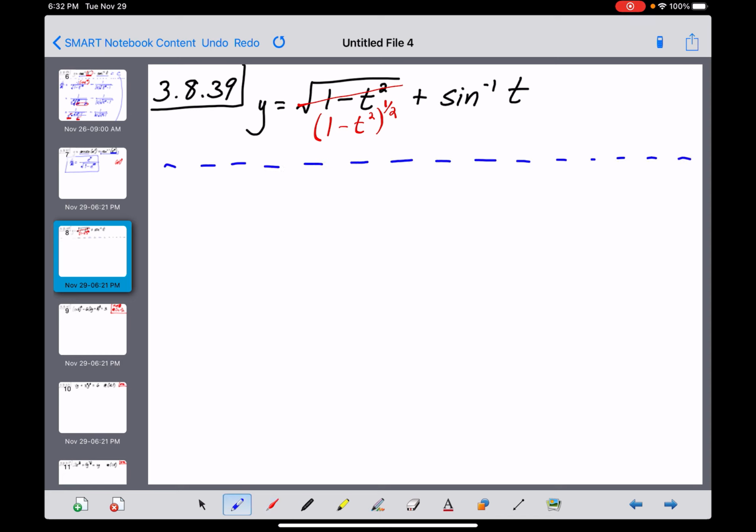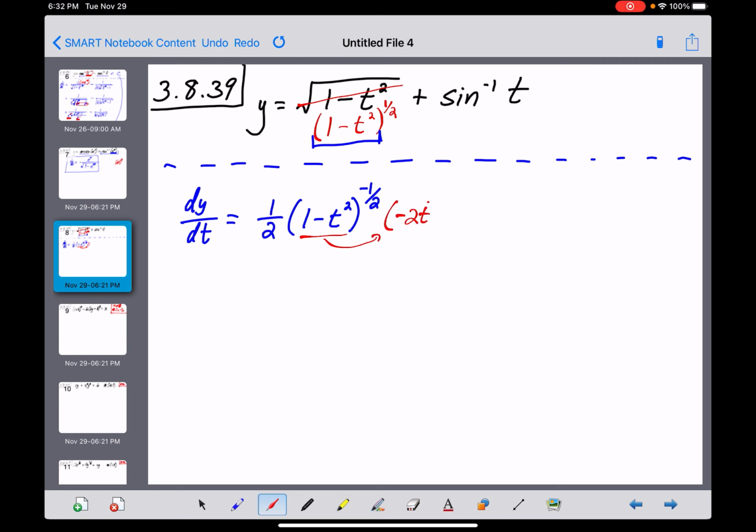So I'm going to draw my dotted line, and we're taking now the derivative of y with respect to t. So here we go. We've got a binomial here raised to the 1/2 power, so I'm going to use the power rule on that, and my derivative is going to start with a 1/2 out in front, and then a 1 minus t squared. We drop the power by 1, so that now goes to the negative 1/2 power, and then we need to multiply by the derivative within. And the derivative of 1 minus t squared is going to be a negative 2t. So that chain rule there says we multiply that, and that's where we are for the derivative of the first term.